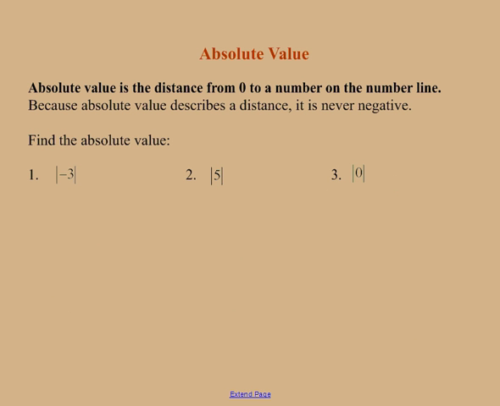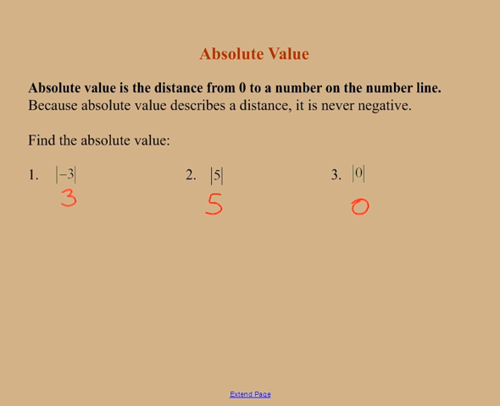All right, next we're going to define absolute value. Absolute value is the distance from 0 to a number on the number line. Because absolute value describes a distance, it is never negative. All right, so you probably remember absolute value as simply taking the number inside of the absolute value symbol and making it positive. So the absolute value of negative 3 would be positive 3. The absolute value of 5 would be positive 5. And the absolute value of 0 would be 0.